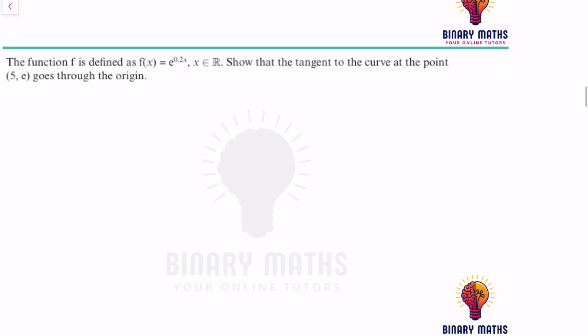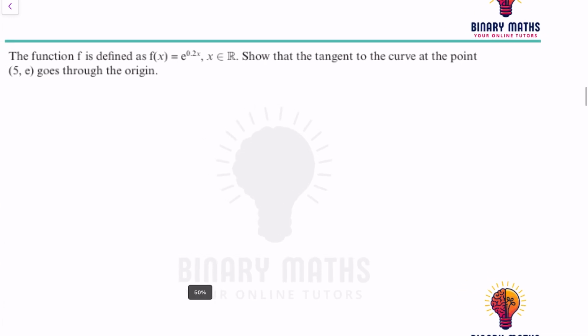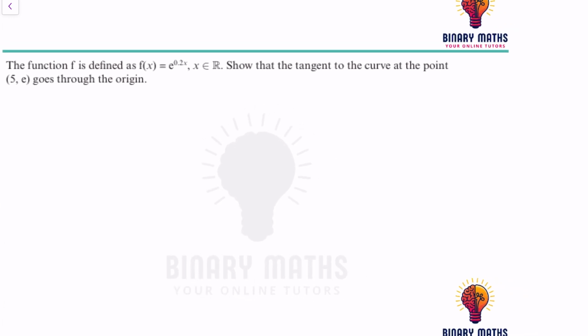The function f is defined as f of x is equal to e to the 0.2x, x is an element of the reals. Show that the tangent to the curve at the point (5, e) goes through the origin. Okay, so we have f of x is equal to e to the 0.2x. That means f dash of x will be equal to e to the 0.2x times the derivative of the inner function, which is 0.2, which is equal to 0.2e to the 0.2x.